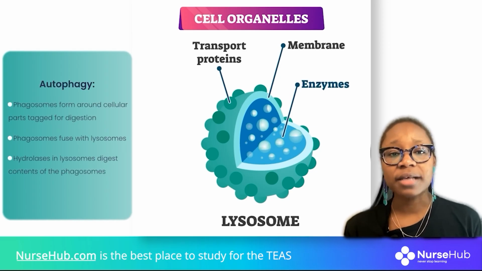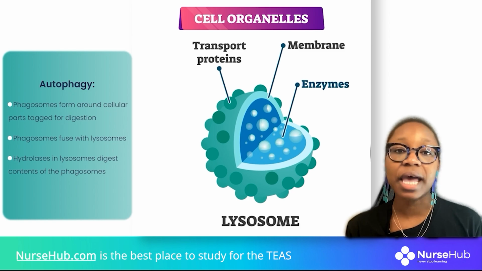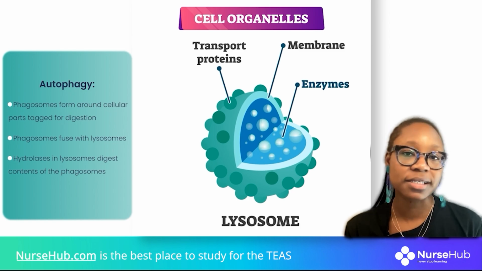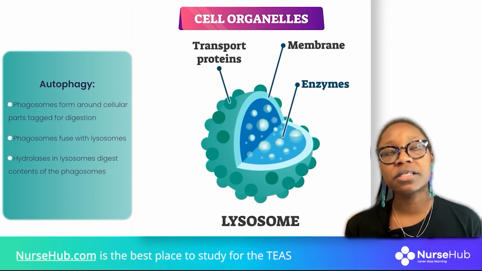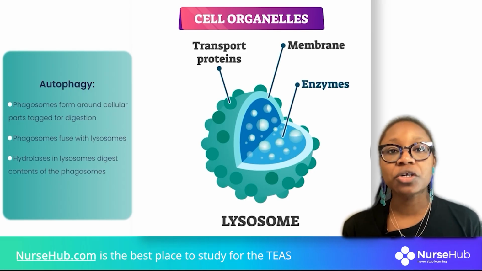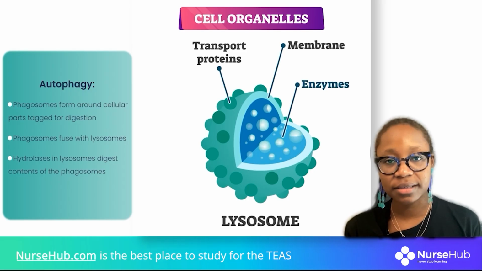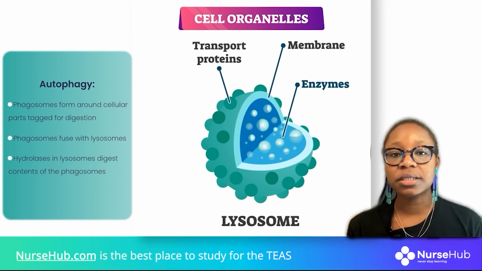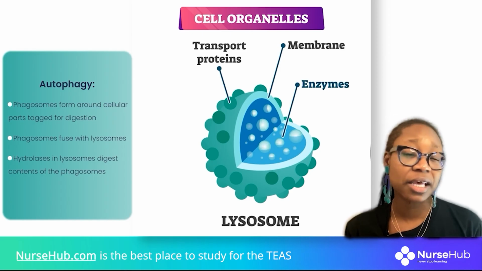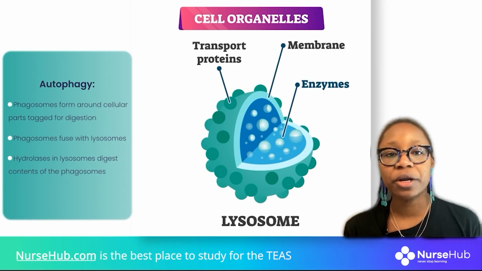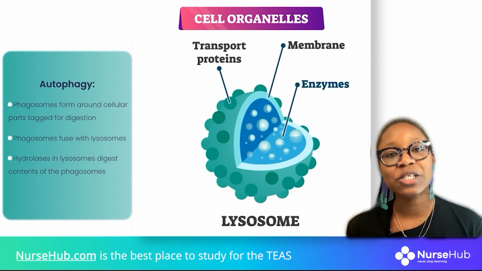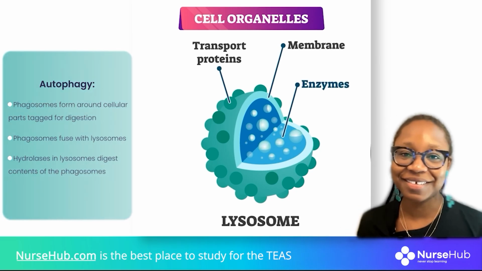Autophagy is a cellular process in which cells degrade and recycle their own damaged or unnecessary parts. It involves the formation of phagosomes, which are double membrane vesicles that fuse with lysosomes to degrade their contents. Autophagy is an important process for maintaining cellular homeostasis and supporting normal cellular functions, as well as development, immunity, and stress responses. Let's look at an animation of this process.